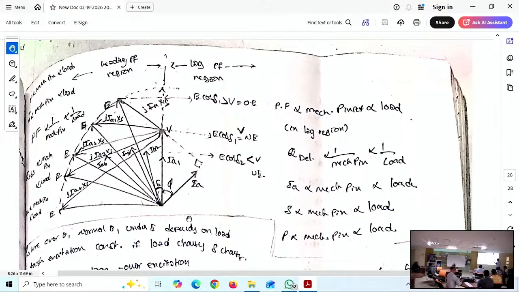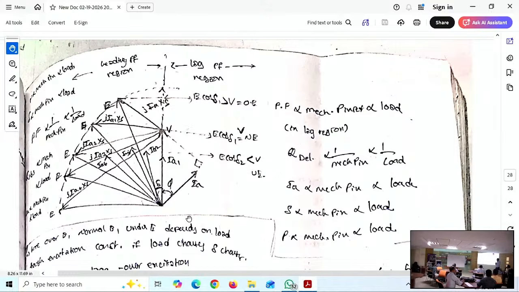Provided this understanding is clear, we can do the same analogy for the synchronous motors as well. That part will be discussed by other experts from tomorrow onwards. Okay. Any doubts, sir, up to this?